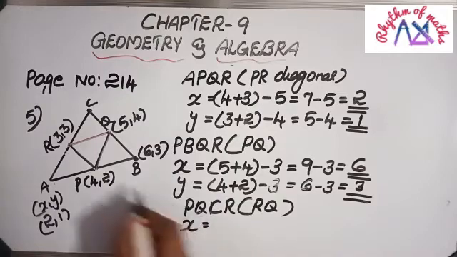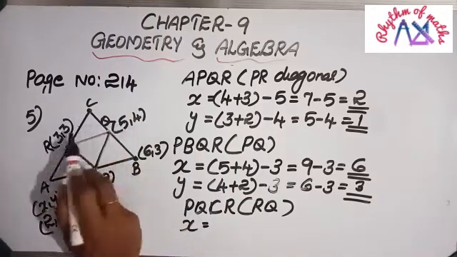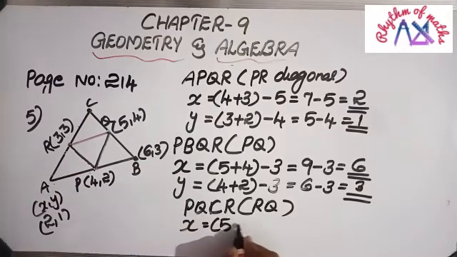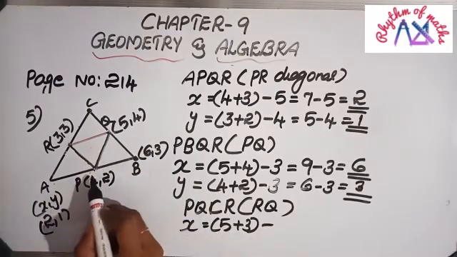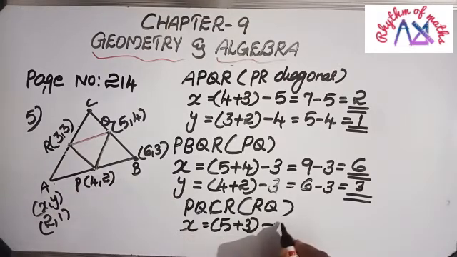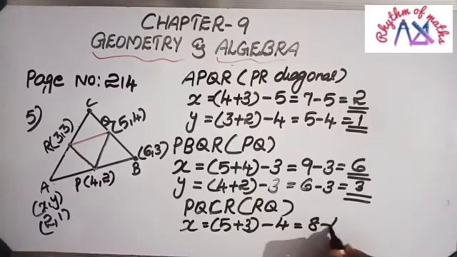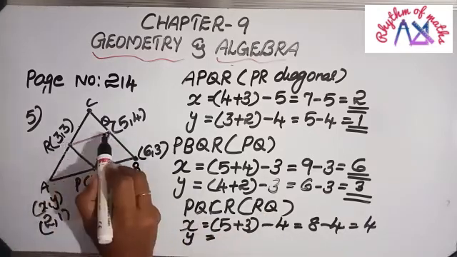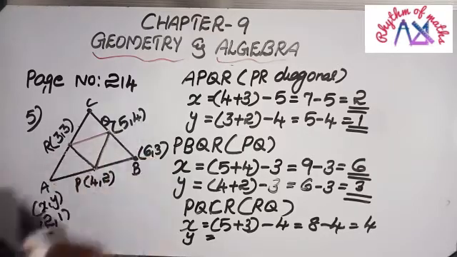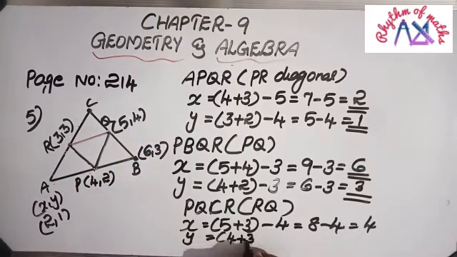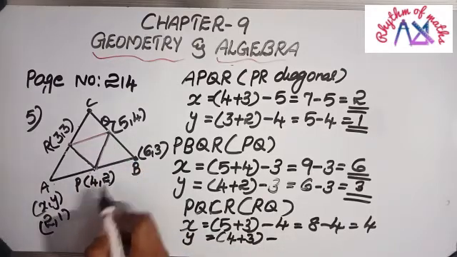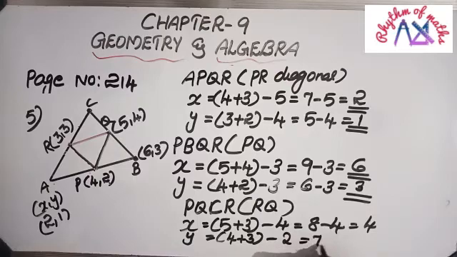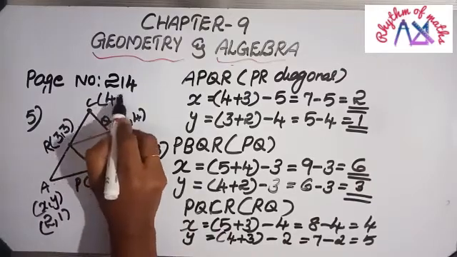So to find the x coordinate of this C point, sum of x in the diagonal RQ, that is 3 and 5. So 5 plus 3 minus x in the one corner, that is 4. So 8 minus 4, answer is 4. Next is the y coordinate, the sum of y coordinates on diagonal RQ. So 4 plus 3 minus y in the corner, it is 2. 4 plus 3, 7. 7 minus 2, answer is 5. So the C coordinate is 4, 5.